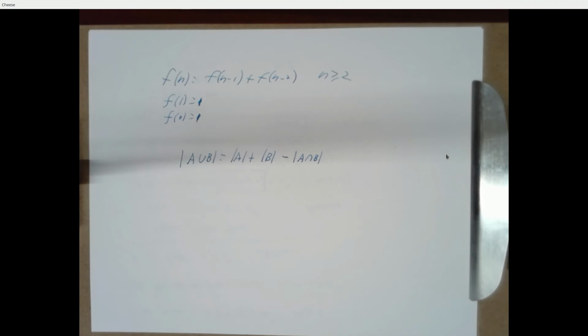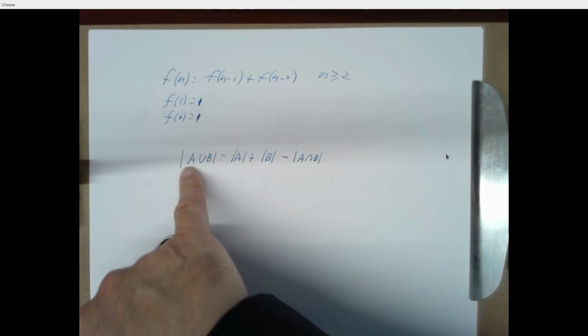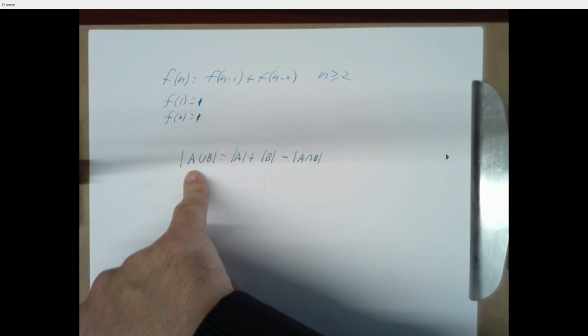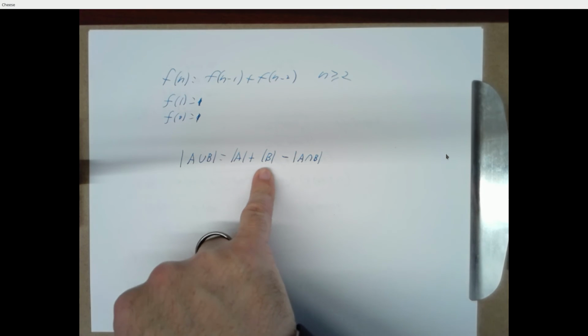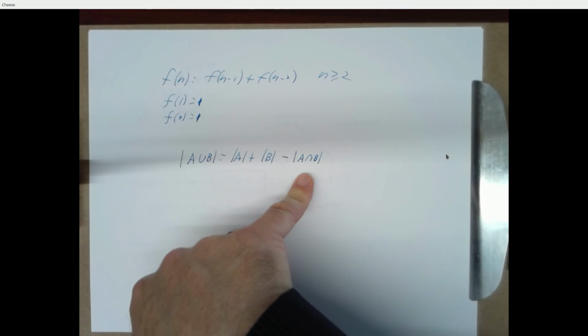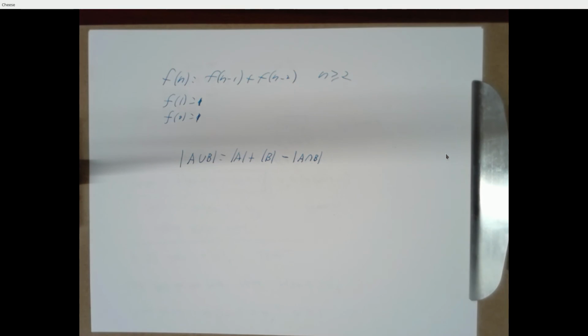And so we saw a few problems where you have students taking course A and some students taking course B, and you want to know how many students are taking either of these courses, and it's the number of students taking course A plus the number of students taking course B minus the number of students taking both. So that gives you the total number of students.